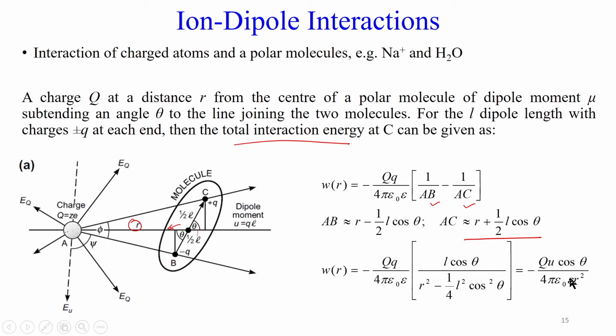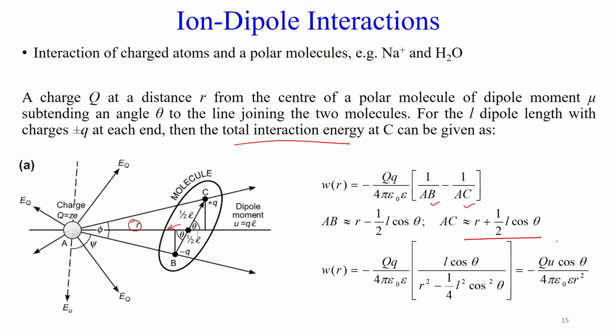We can simplify it and you will get the value minus q into dipole moment, q into L is equal to u, cos theta upon 4 pi epsilon naught epsilon into r squared. So, we are neglecting this term. So, here u is q into L.